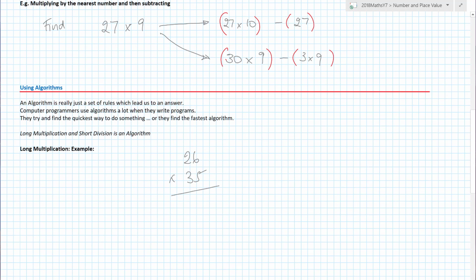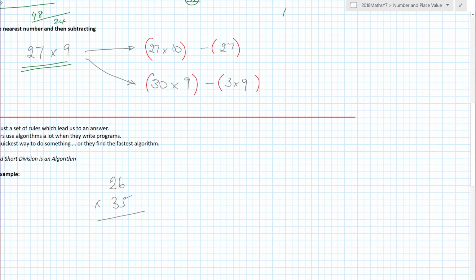What about this one? 27 times 9. This can actually be done in 2 different ways. There's probably even more ways of doing it, but the 2 main ones are this. Well, first things first, rounding. We could have worked out 27 times 10. And we know that's 270 because we just bounced the decimal point 1 place to the right. Or, please don't do this, bang a 0 on the end, but don't do that, it's horrible.